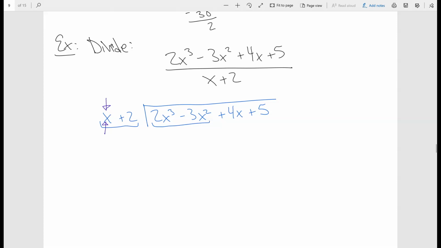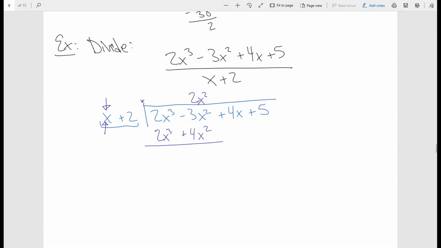The 2x squared is going to go right above the x squared, because think about them as place values. The x squareds go with the x squareds. So you're going to have 2x squared. Let's multiply this out. 2x squared times x gives me 2x cubed, and then 2x squared times 2 gives me a positive 4x squared.